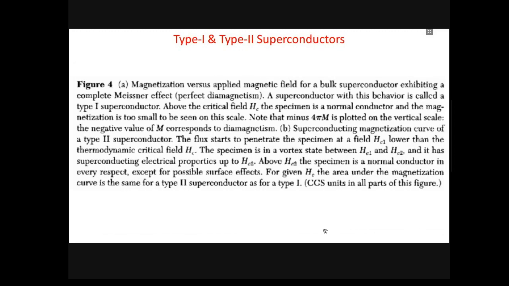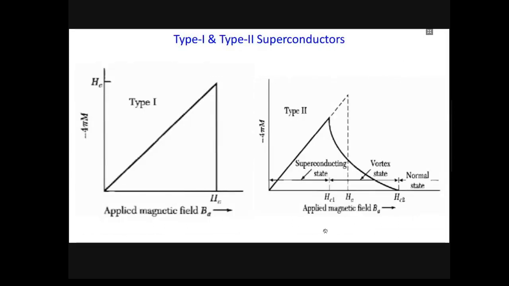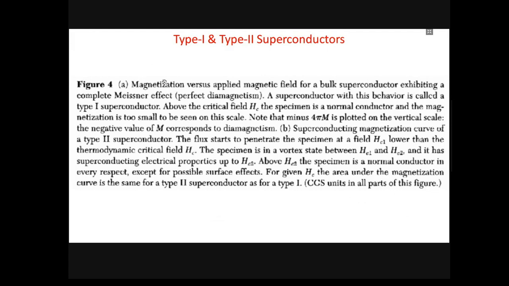Now we will look at the descriptions and whichever points we have left out. The magnetization versus applied field for a bulk superconductor exhibits a complete Meissner effect, that is, perfect diamagnetism. A superconductor with this behavior is called a type 1 superconductor.